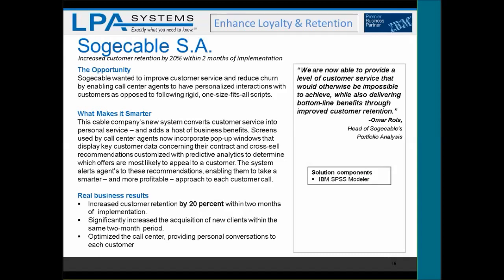Couple quick slides before we get to the demo. This is another case study. This is a cable company, and they were worried about customer churn, which is, again, similar to the demo I'm about to give you in a second. They wanted to enable their customer service reps to have a much more instructive conversation with their customers, as opposed to a very stale and crisp one-size-fits-all script. So they developed a solution which included some pop-ups that included information about the customer's contract, as well as cross-sell recommendations which were customized using predictive analytics to determine which offers were most likely to appeal to that customer. You can see the results of that down below. They got a huge improvement in retention, as well as an increase in their acquisition of new clients within a 2-month period.